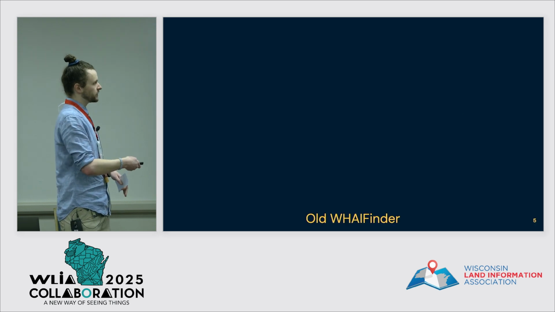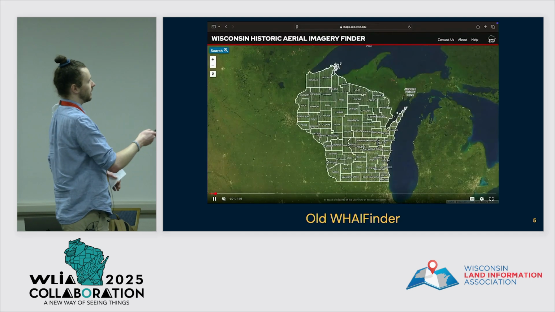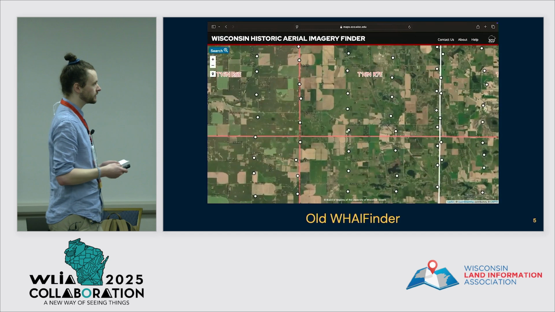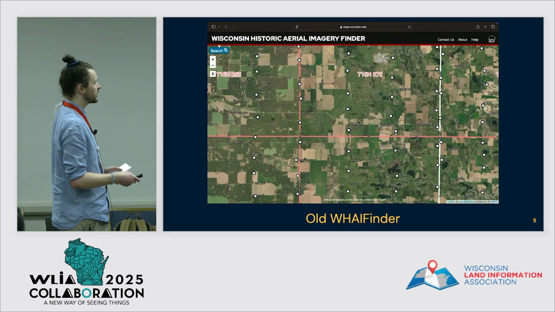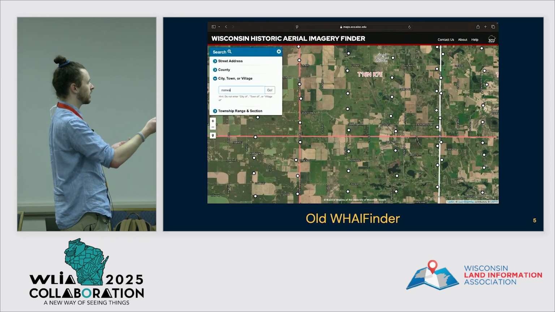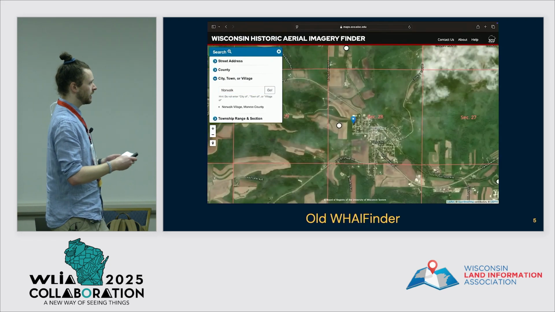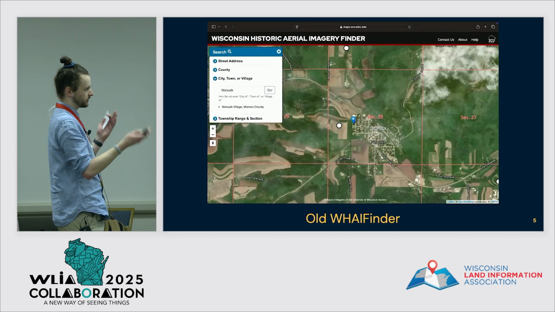Yeah, so starting out, old WHAIFinder. This is a video, so hopefully it plays. Cool. It's a map application. Zoom in, there are white points. If you hover over points, you get some imagery previews. If you want to search for a place, top left, there's a search. I'm going to Norwalk, Wisconsin, which is in Monroe County. Click on it. We're there. The point is still white, and when I hover over it, it'll still do the preview.